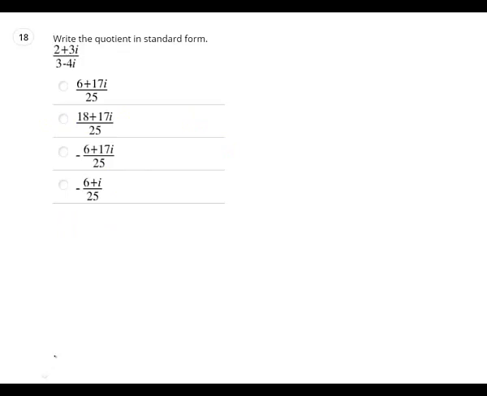Okay, let's look at 18. So 18, I need to multiply top and bottom by the what? What's that? Not the reciprocal. It starts with the C. Conjugate. There you go, the conjugate. What is the conjugate? That's the conjugate of the numerator. I need the denominator, so I'm going to use 3 plus 4i. Even if you don't know the word conjugate, you should know that you multiply by the denominator and change the sign in the middle.